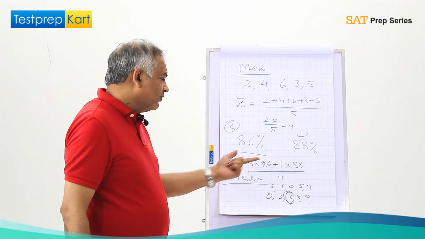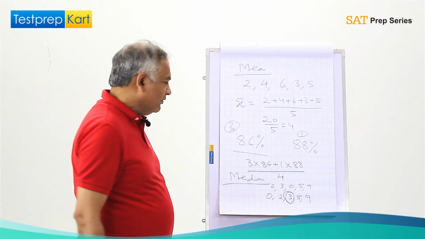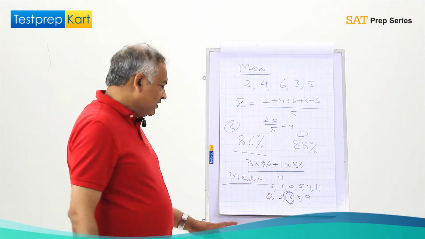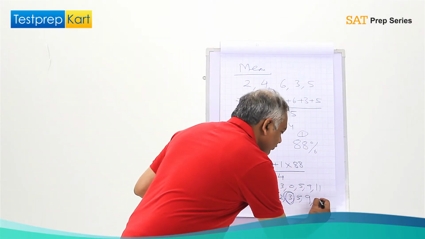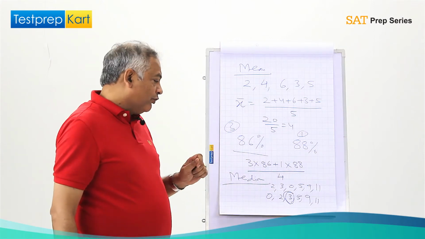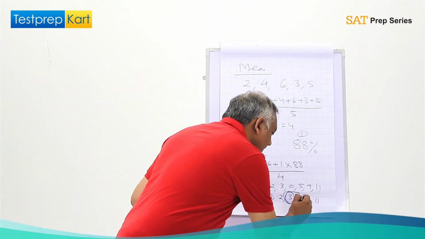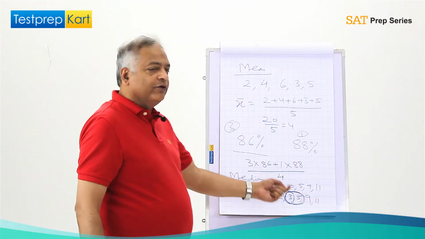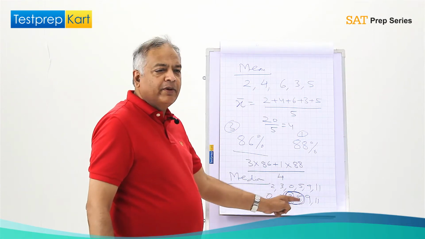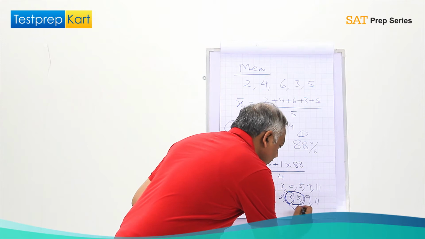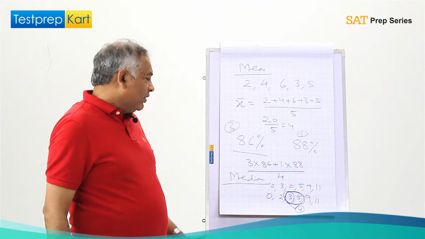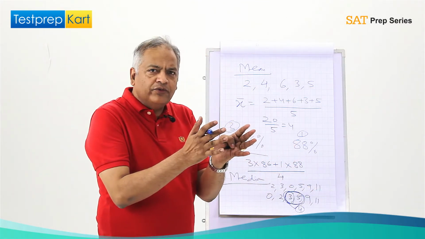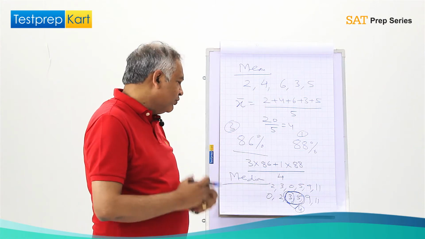Now, next question is, what if there is an even number of observations? Suppose there is one more observation, let's say 11. Then, if you arrange these numbers in ascending order, you have to write 11 also. In this case, you take the middle 2 numbers and then take the average of these 2. So 3 plus 5 divided by 2 is 4. So your answer will be 4. That's how you calculate the median when the number of observations is even. Take the middle 2 values and then take the average of those 2 values. That will give you the median.